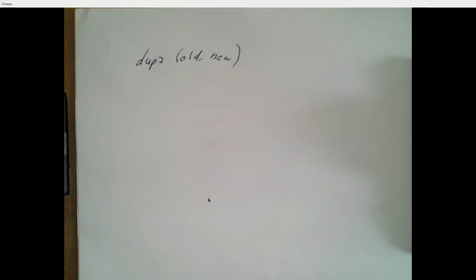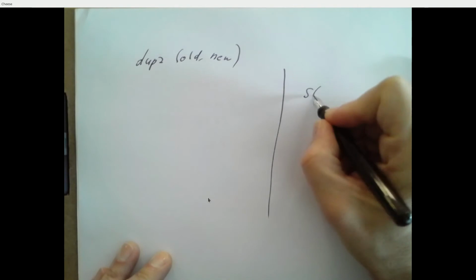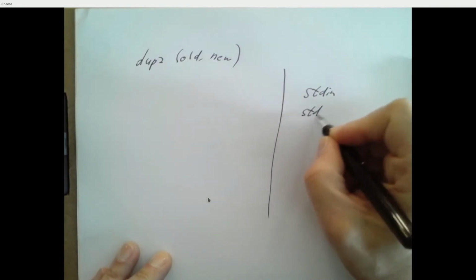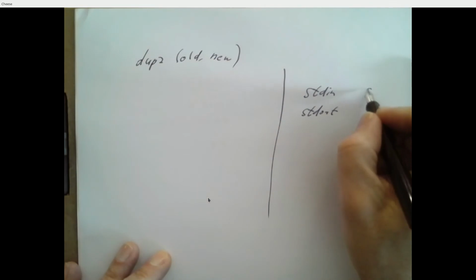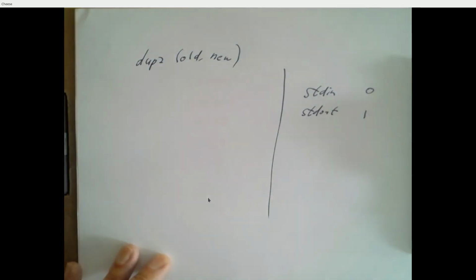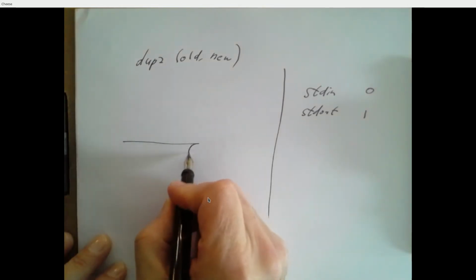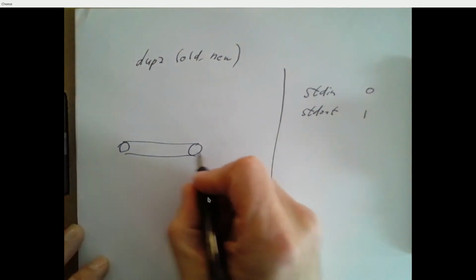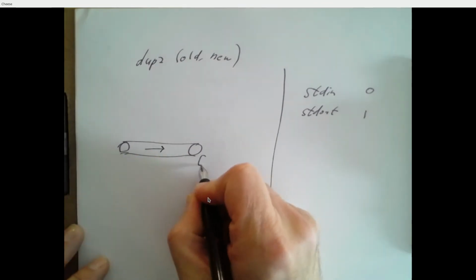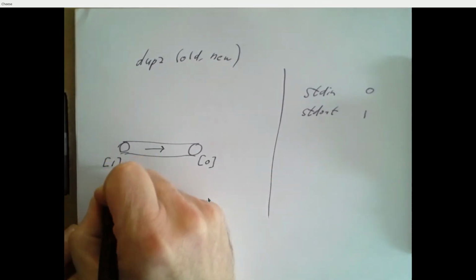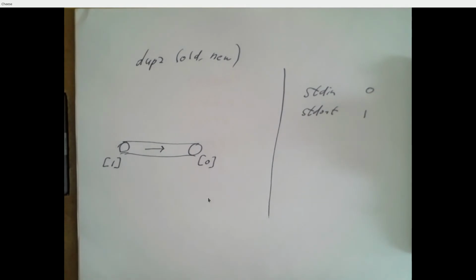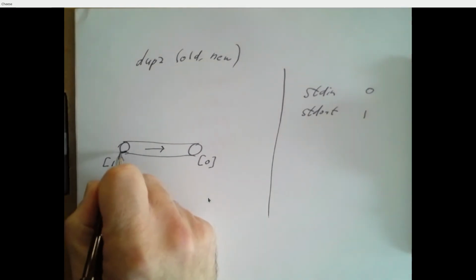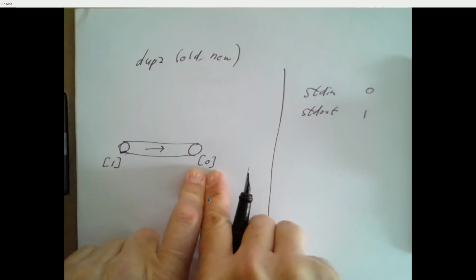Okay, so this is pretty weird. We know that we have file descriptors called standard in and standard out. Standard in is file descriptor 0 and standard out is file descriptor 1. So here's what we can do. We create a pipe. Let's say it's going in this direction. This will be indexes 0 and 1 in whatever integer array we gave to the pipe command. So we have a file descriptor, which is this end of the pipe.